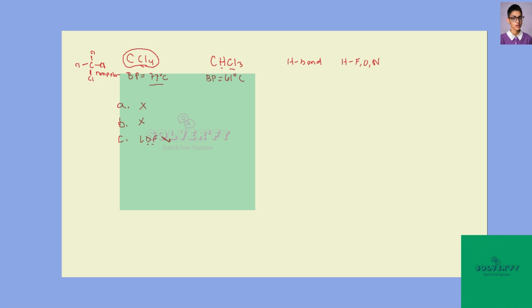Because it's more polarizable, it has stronger London dispersion forces and therefore a higher boiling point. So this is definitely a reason that this molecule could have the higher boiling point.